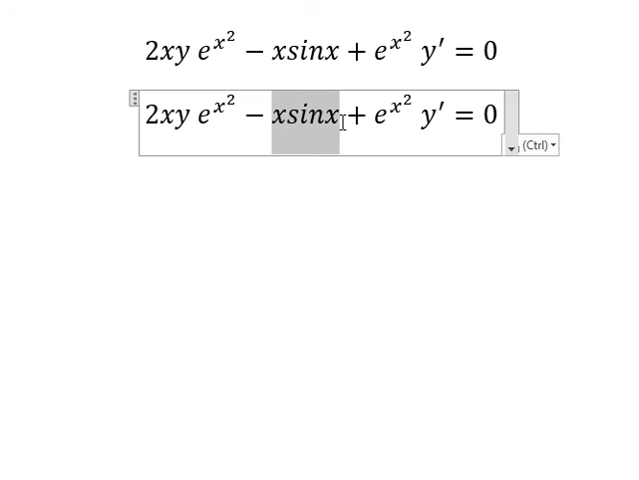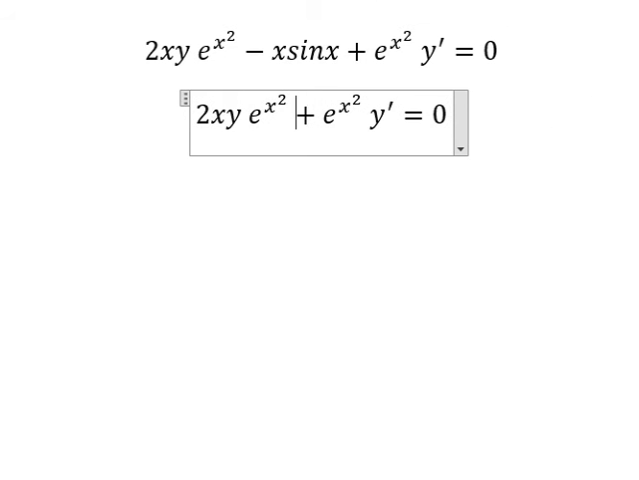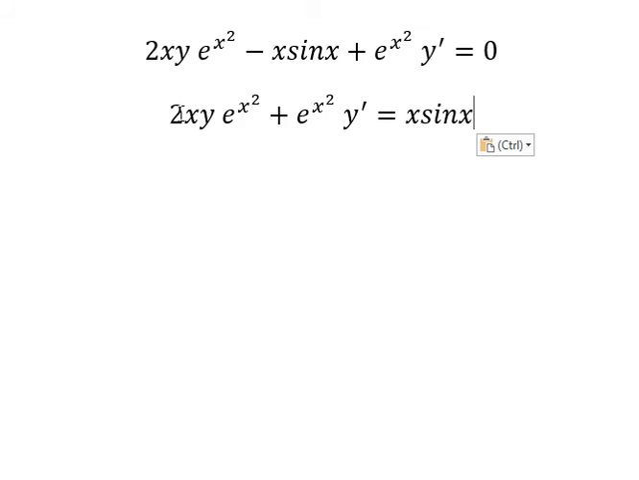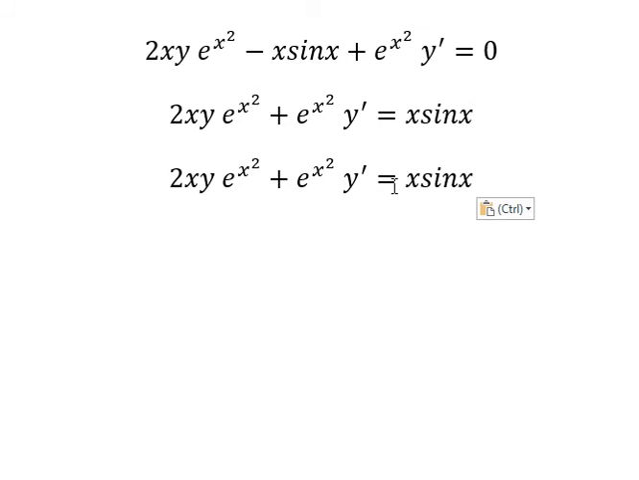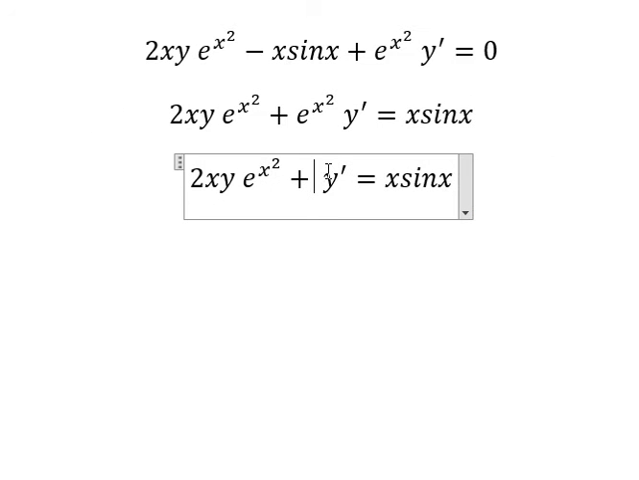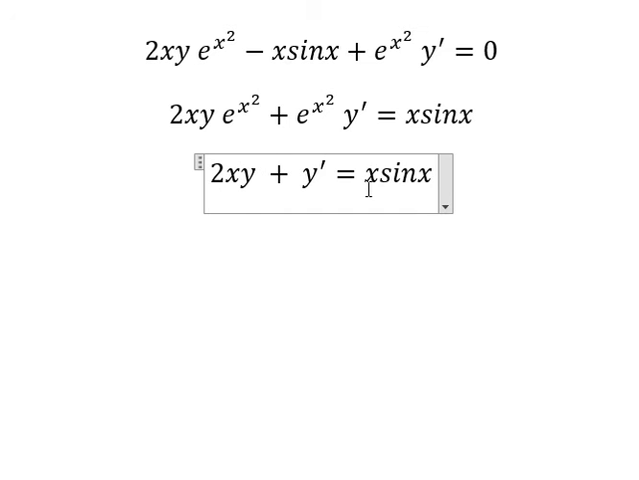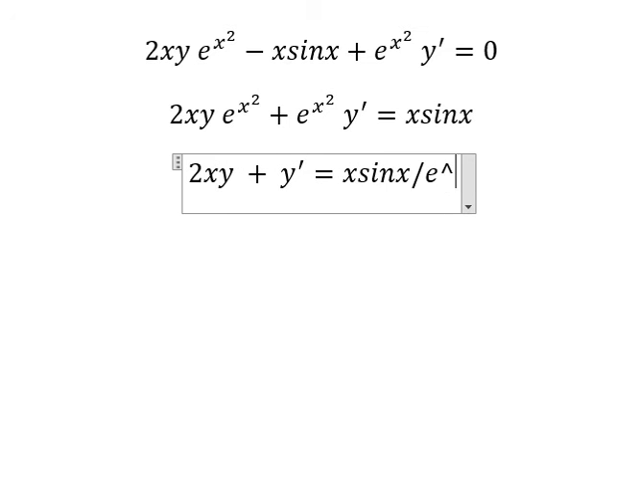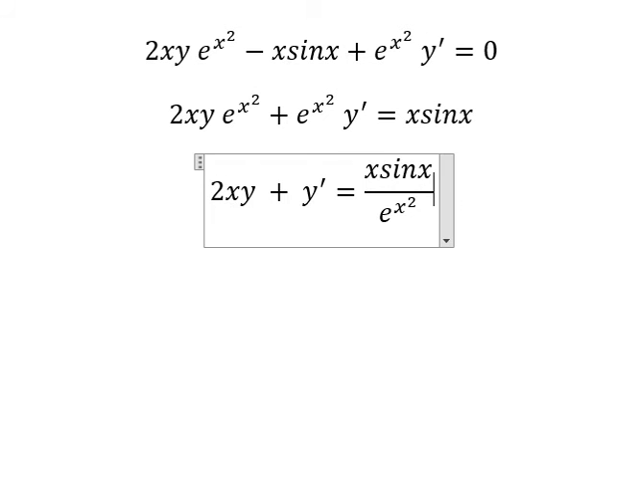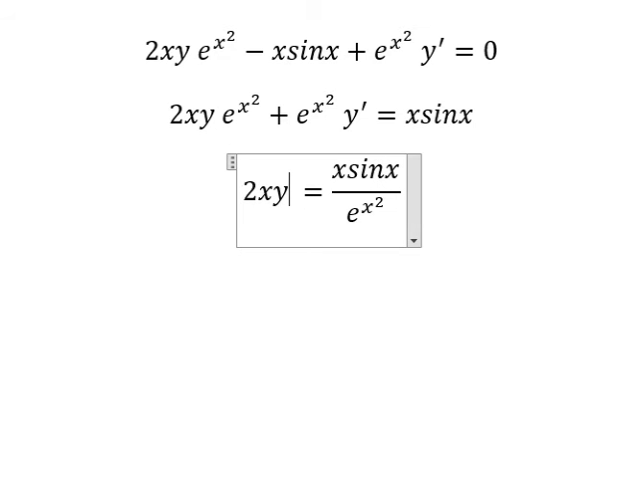I will put this one go to the right. Next, we divide both sides by e to the power of s squared for both sides. So I will put this one in here.